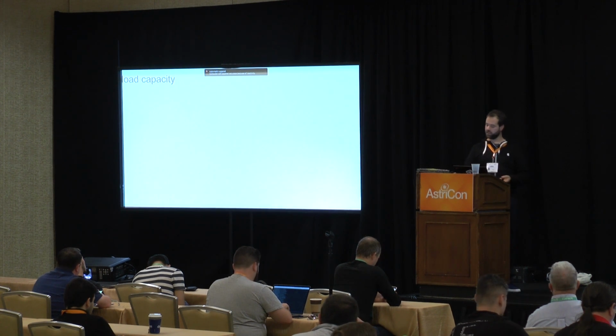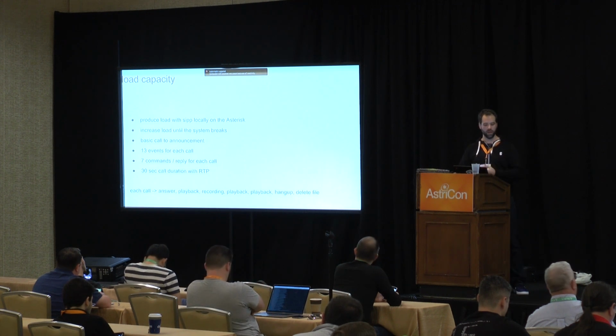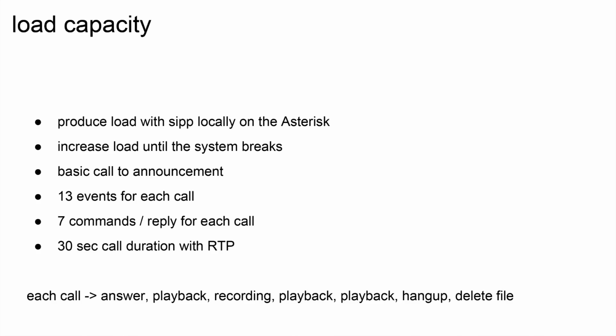Then load capacity, because we are a carrier and we have lots of calls and we want to handle load. So we produced load locally on the Asterisk server, which is hardware, using SIPp. It's a basic call. We have media in it, so we had to press the hash, the pound key once, so we have RTP all the time. Basically, we increased the load with SIPp until the system breaks. So it was fun. It was a basic call to an announcement.